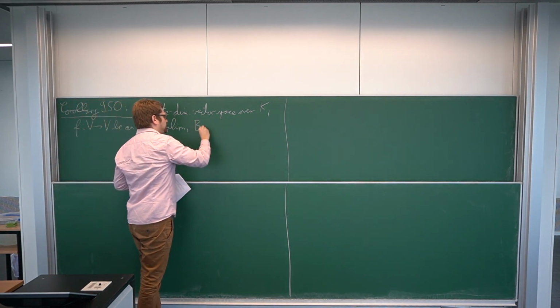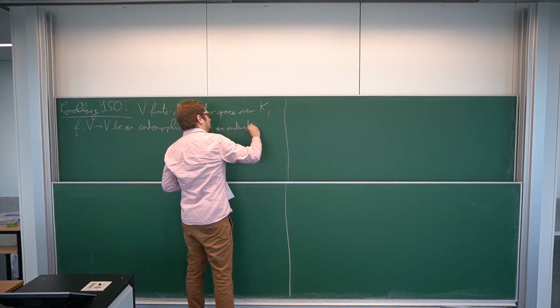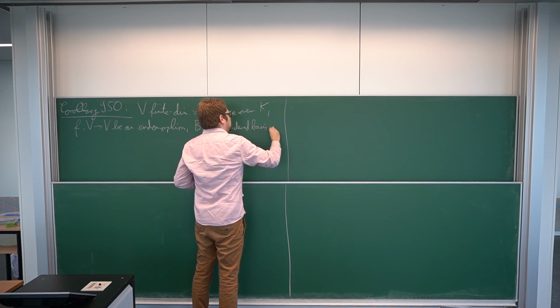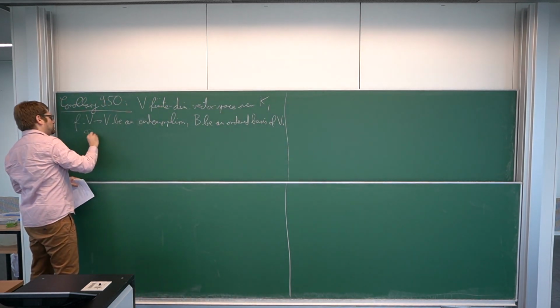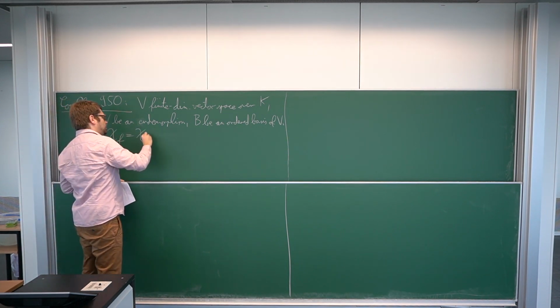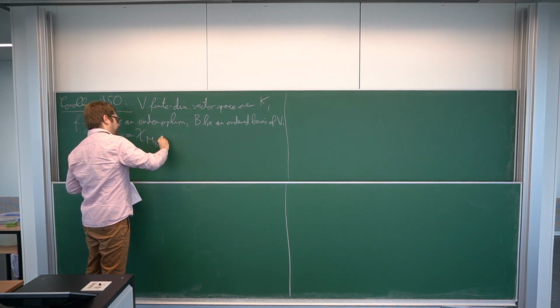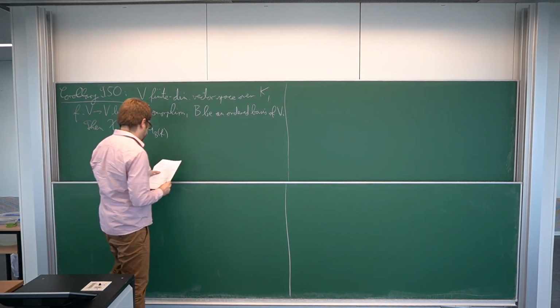And B be an ordered basis of V. Then we get that the characteristic polynomial of F is the characteristic polynomial of M_B(F), the matrix representation of F with respect to the basis B here.